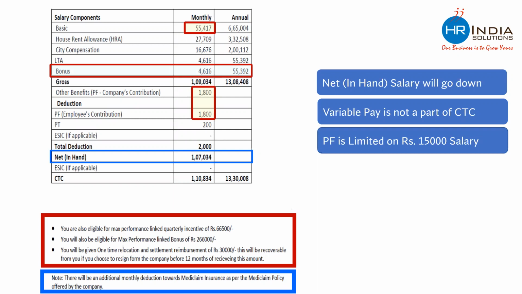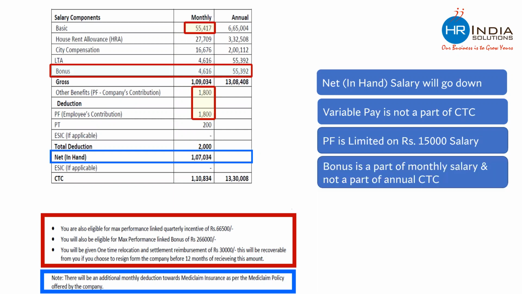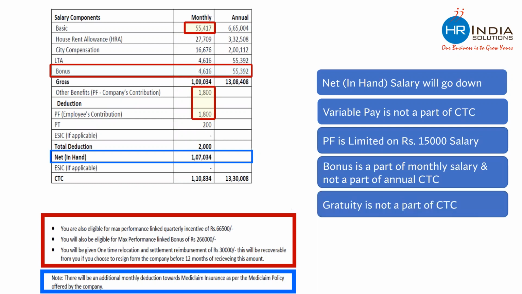In this company, bonus is paid on a monthly basis. Bonus is a part of monthly salary and not a part of annual CTC. And gratuity, you will see that nowhere is gratuity mentioned in this company. Gratuity is not a part of CTC. This is one way of designing an offer letter. Let me take you to another.